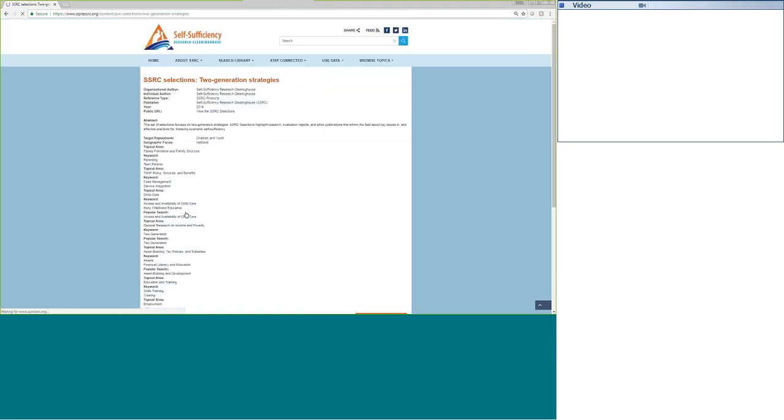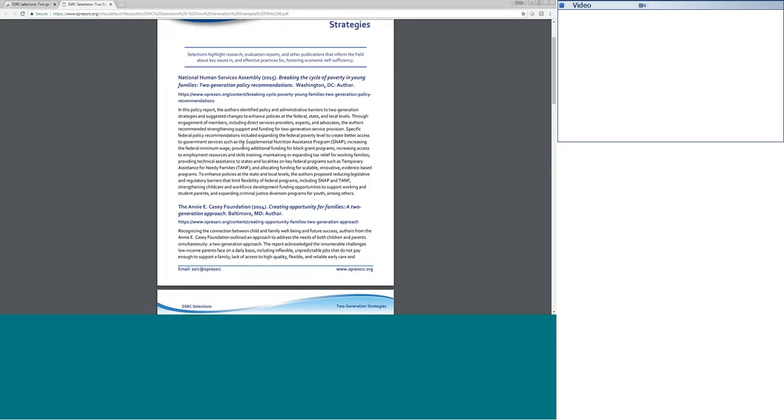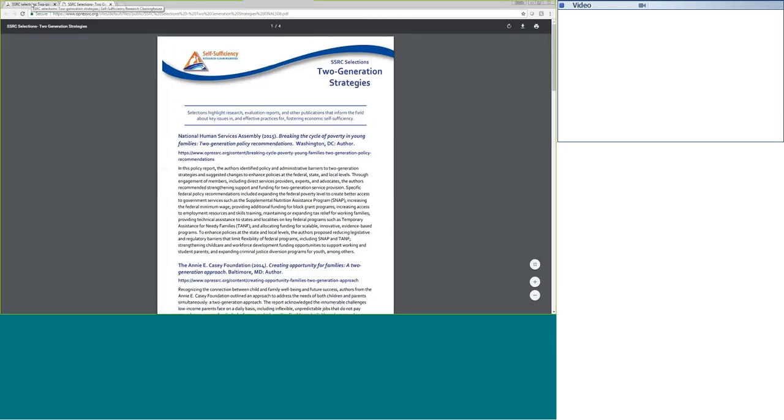But we do have this SSRC Selections series. We're now close to 50 SSRC Selections, and these are what we like to call our top 10 list. Again, I'm making air quotes. If you want to learn about a topic, what are the top 10 resources you might want to read about? So you can poke around the website on these SSRC Selections, and they link to research around the topic. So this is our one on 2Gen.